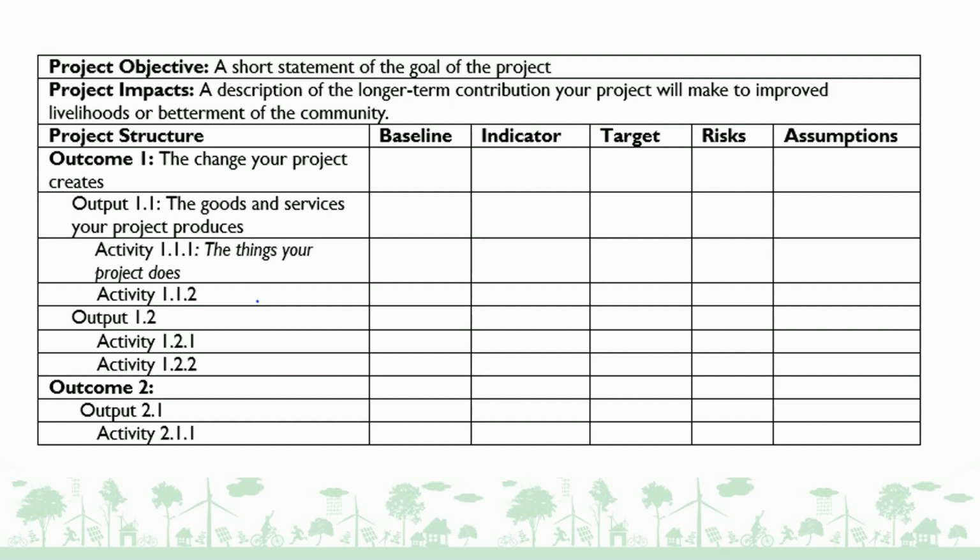And underneath the outcome is an output. And beneath the outputs are the activities. And so you may have several outputs for each outcome, and you may have several activities for each output. Now, you can see on this slide that we also have baseline, indicator, targets, risk, and assumptions. This is part of monitoring and evaluation. And at the concept note stage, this is not as important as it is later on in the design process.